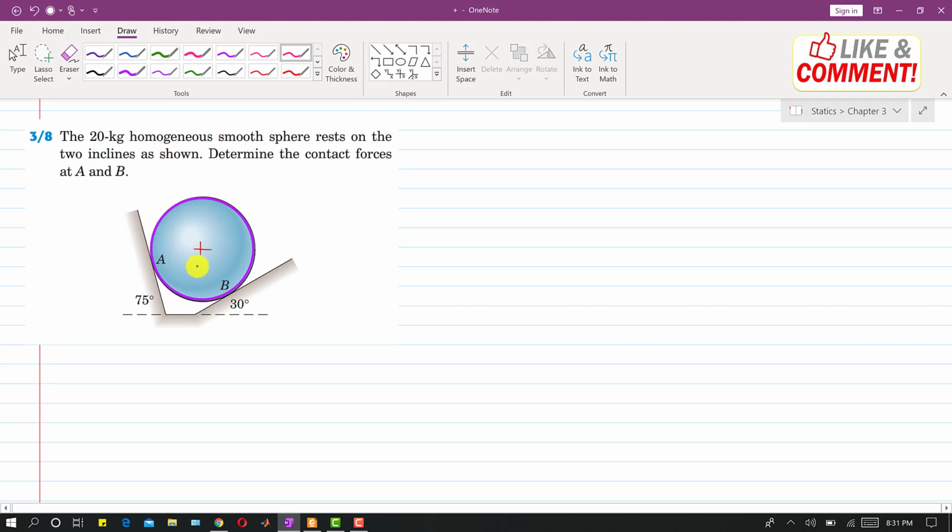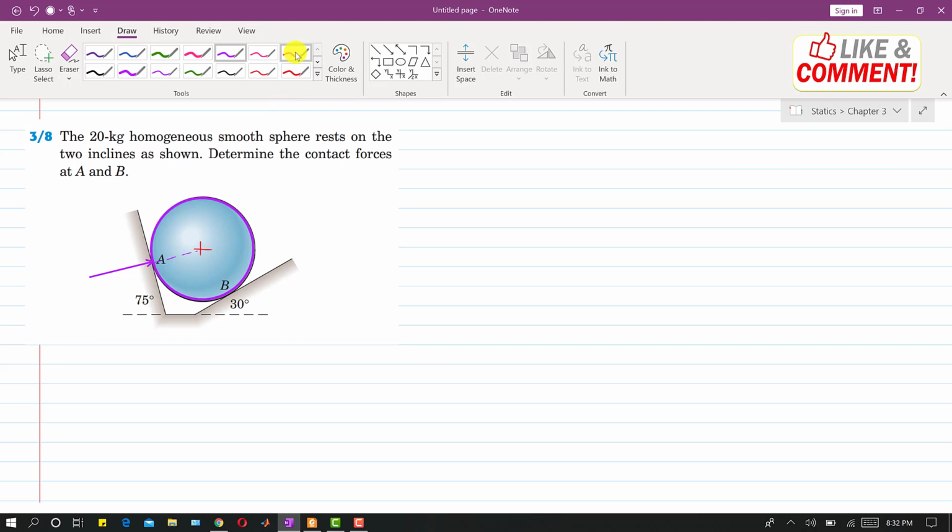So let's say that this is that homogeneous smooth sphere and this cross is the center of gravity of this sphere. If we draw the contact forces, at this point A there will be a contact force, and that contact force will be perpendicular to this incline, and the line of action of that contact force will pass through this point G. So if I draw that force, this will be that force, passing through that point G. If I extend the line of action of this, it will be somewhere like this.